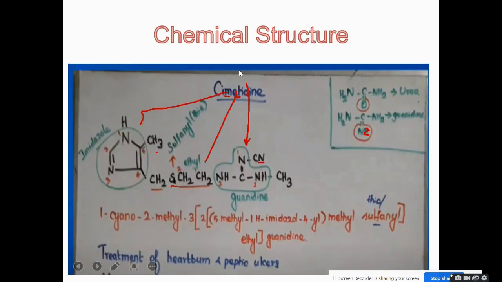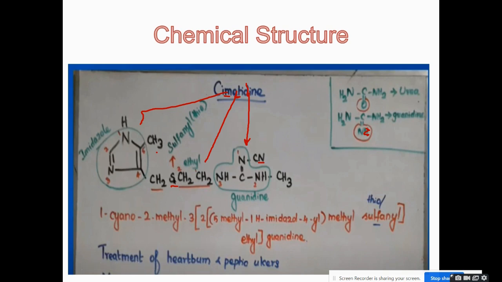So let us see the structure. To learn and understand the structure of cimetidine, we have to break the name into two parts. Dine represents guanidine, E represents ethyl, ET represents the ethyl chain, and IM represents the imidazole ring.